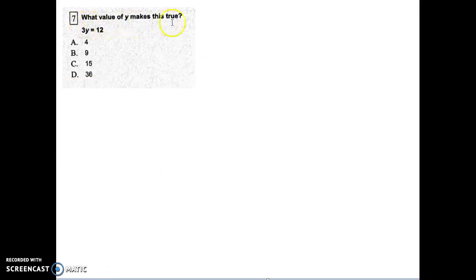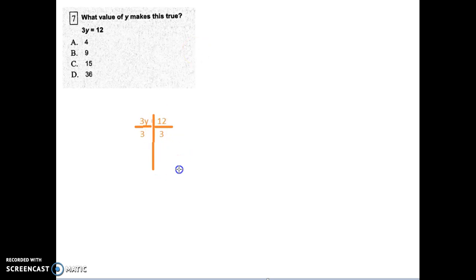Alright, what value of y makes this true? 3 times y equals 12, right? And then variables next to a number, that means it's multiplication. So 3 times y equals 12. There's a couple ways you can do it. You can do it the way that we know how to do now, which is to isolate the variable, which means I'm gonna have to divide by 3, right? Which is the opposite or inverse operation of multiplication. I'm dividing by 3, which means I divide by 3 over to this side.